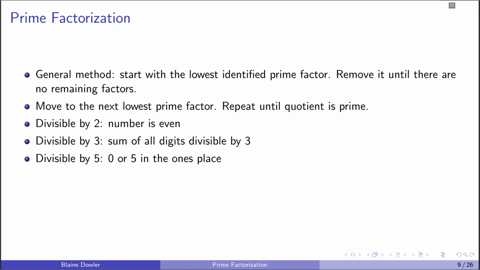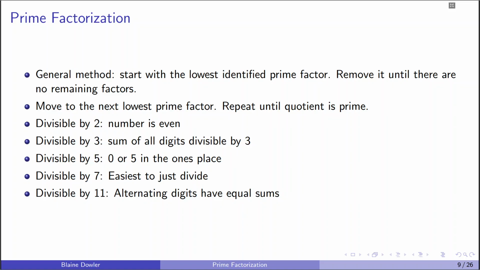If a number is divisible by 5, it'll have either a 0 or a 5 in the ones place. If a number is divisible by 7, there are tests, especially ones that preserve remainder. It's often easier just to do the division. Divisibility by 11 means alternating digits have equal sums. So in 143, 1 plus 3 equals 4. 4 is the same as 4, so those will be equal. They could also be off by multiples of 11. So 704 is divisible by 11 because 7 plus 4 is 11.